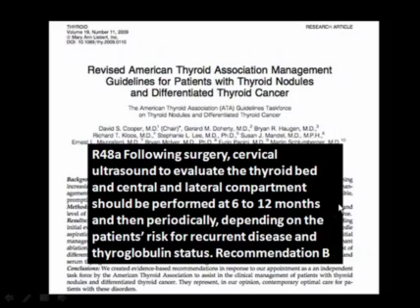So they recommend that these patients undergo routine imaging, and the interval between ultrasound imaging will be determined by the pathologic behavior of the lesion and also the nodal status, whether the patients had central or lateral compartment malignant adenopathy at the time of their initial surgery.